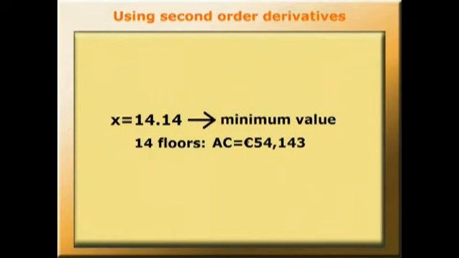So by using a second order derivative, we've confirmed that we really do have a minimum average cost with 14.14 floors. And with some simple calculations, we've been able to show that the whole number of floors which will minimize average costs is 14.